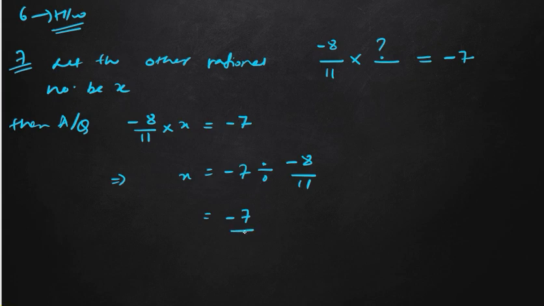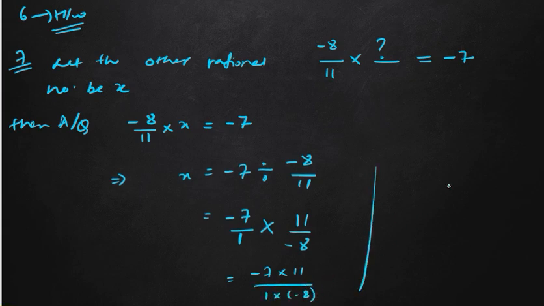If the denominator is not given, then we will take the denominator as 1, and this division will become multiplication and we will take the reciprocal, that is 11 by minus 8. So 7 into 11, because nothing is cancelling, divided by 1 into minus 8. The answer will be minus 77 divided by minus 8. Now the minus signs cancel. So what will be x? x is 77 by 8. So this is the required answer.